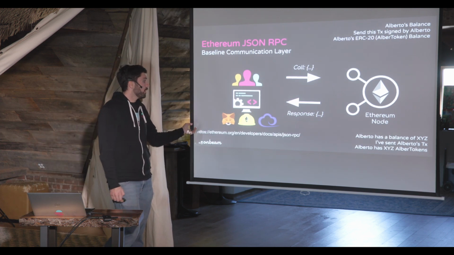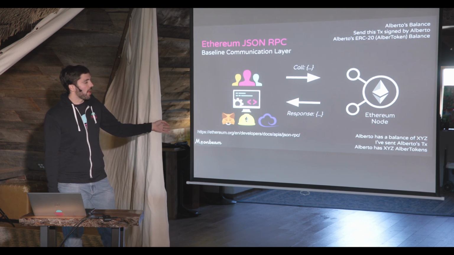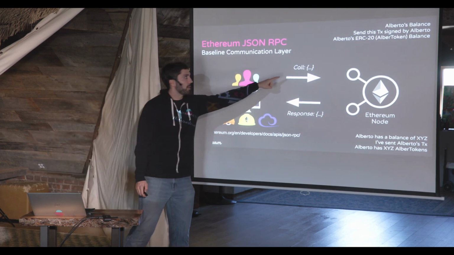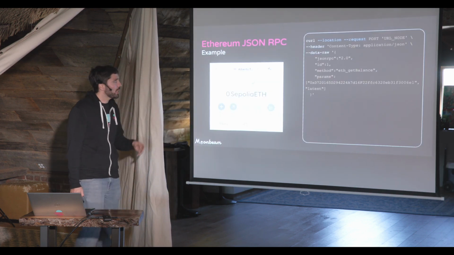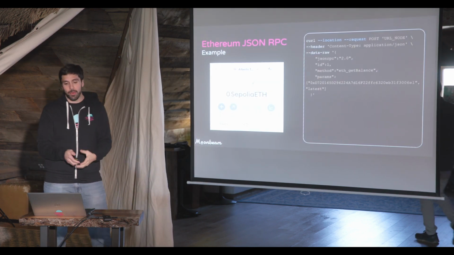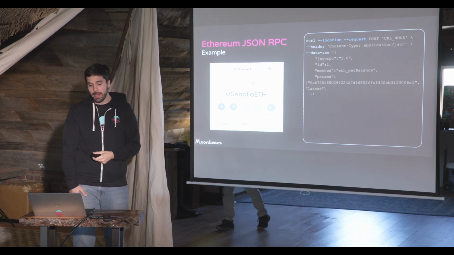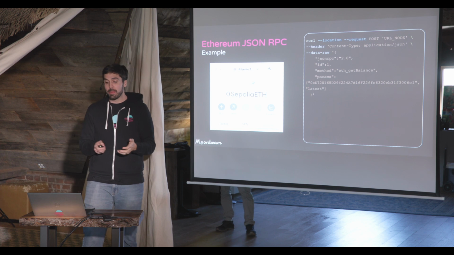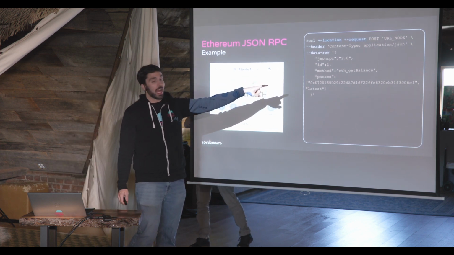If you want to learn more about the Ethereum JSON RPC, this is the link, and you have all the methods that you can put in this call and the types of responses. Let me run you through a concrete example. This is MetaMask, connected to the Ethereum testnet called Sepolia. Underneath, MetaMask is using a method called eth_getBalance with the account that I have.